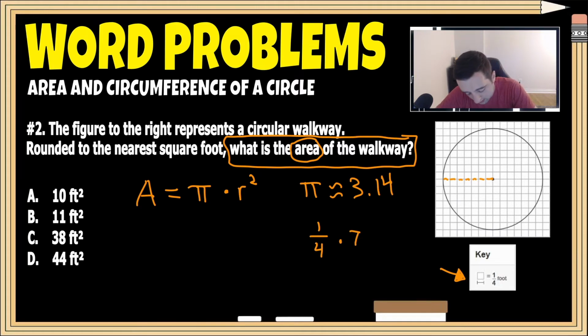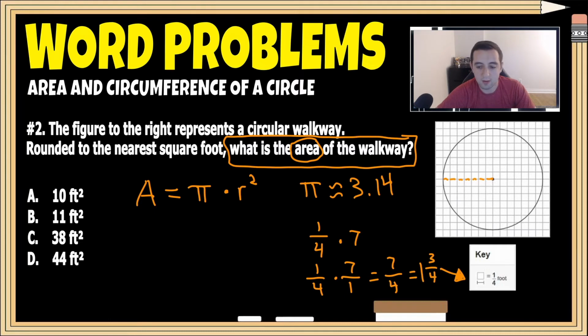So if we multiply those, I'm going to change 7 into an improper fraction. So we have 1/4 times 7/1. If I multiply my numerators together, or my top numbers, 1 times 7 is 7, and my denominators, or bottom numbers, 4 times 1 is 4, we get 7/4, and as a nice mixed number, it's going to end up being 1 3/4 feet, right? And I'm going to utilize that in place of r for my radius.